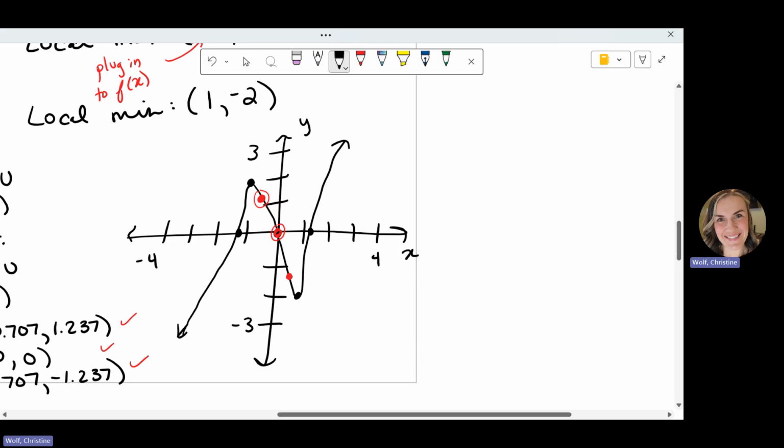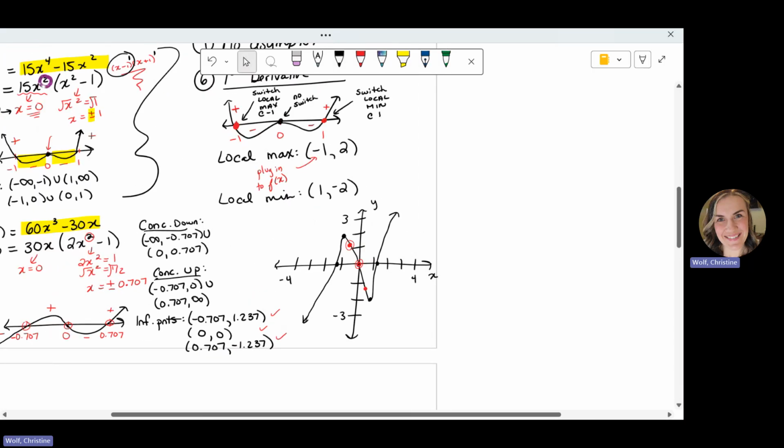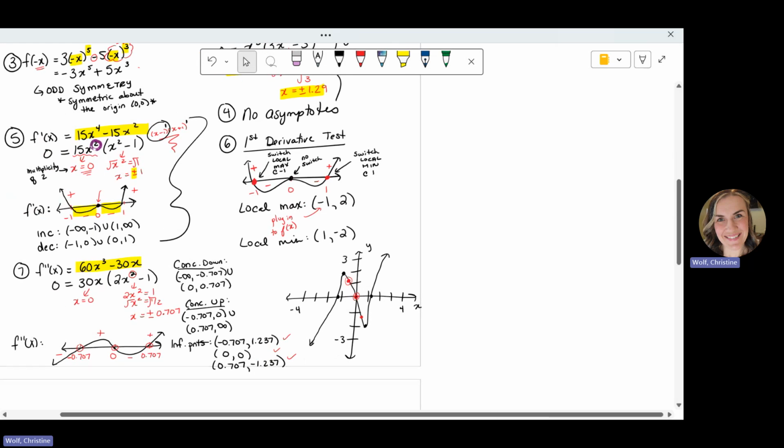Okay, all of my inflection points I hit. I hit my x-intercepts, I hit my y-intercept, I hit my max, and I hit my min. Okay, so I know I'm good. If you want to confirm you're increasing and decreasing, you know that you should be increasing from negative infinity to negative 1.